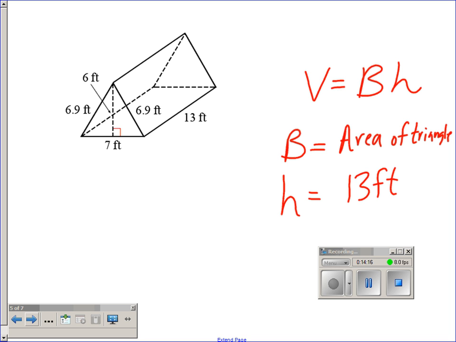The area of the base. If we're finding the area of a triangle, does everybody see the base of the triangle? What's the base of the triangle? Nope. 7 feet. What's the height of the triangle? Watch. In order to find height, we must have a right angle from the base. Okay? So it is 6.